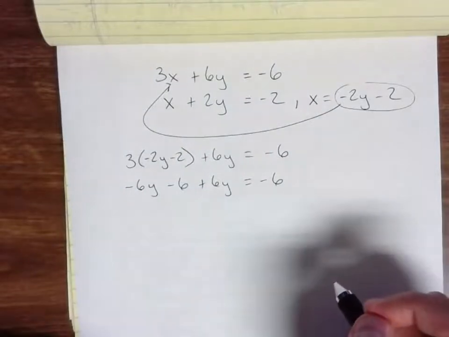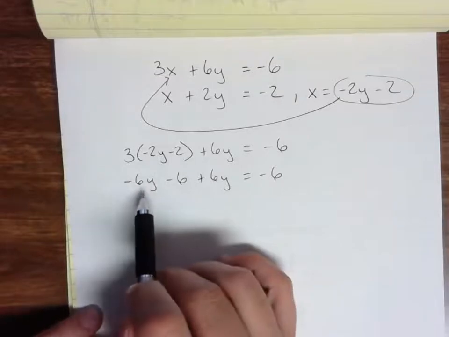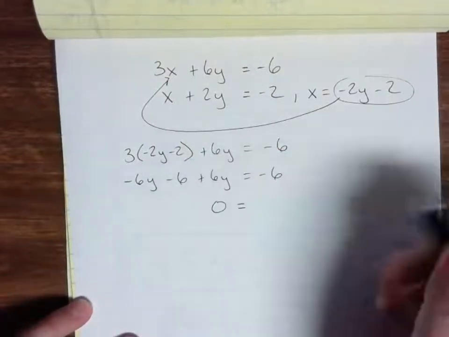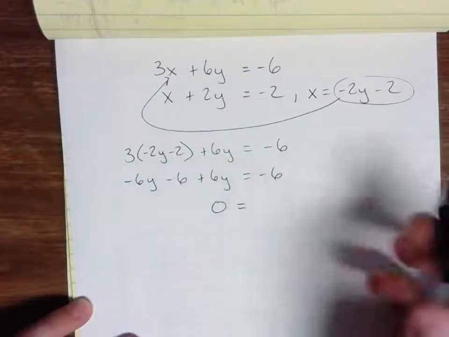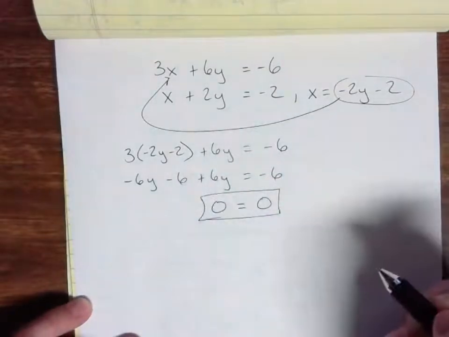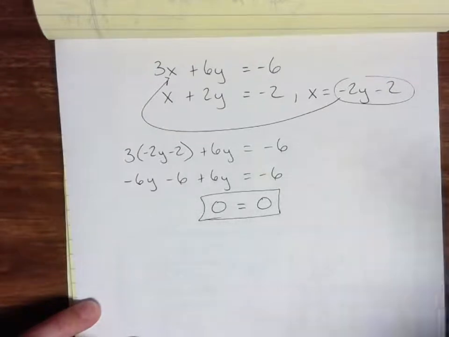You can maybe see something interesting is going to happen here. So if I combine like terms, negative 6y plus 6y is 0. And let's add that 6 to the other side. So negative 6 plus 6, well, that's going to be 0 as well. So 0 equals 0. Well, in the previous example we saw something like 0 equals negative 5, I think. Well, that was not true. That told us no solution.